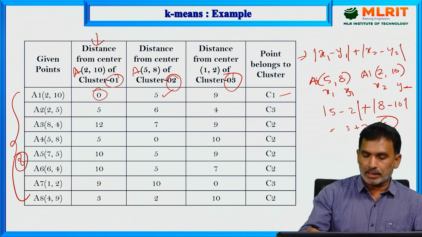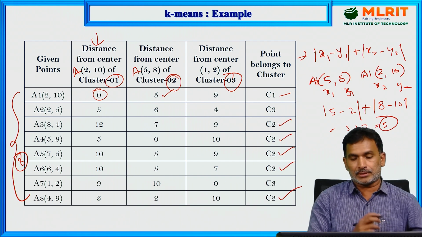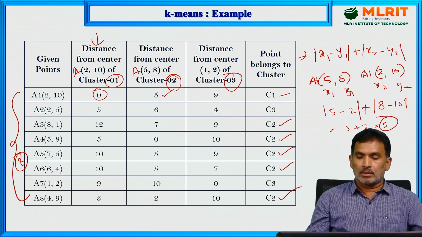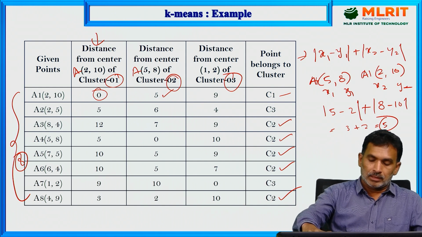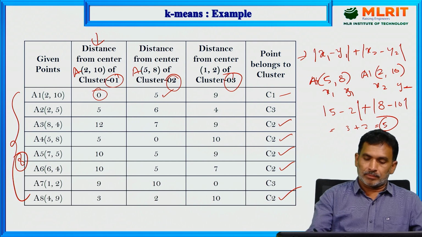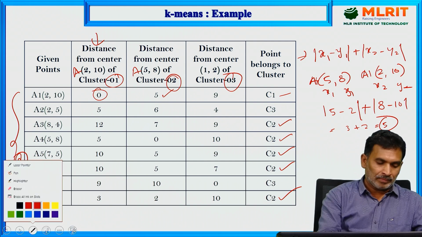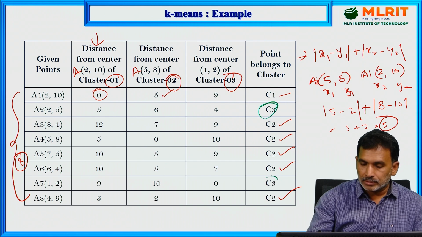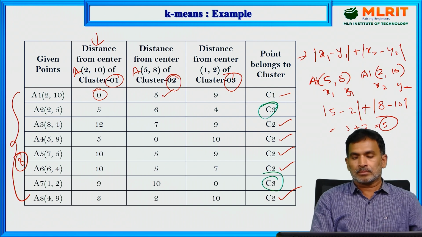Next, if you look at another, like C2, 1, 2, 3, 4, 5 data points, then we have to find out the mean value of all these 5 data points. Then again for the third cluster, C3, there are 2 data points.